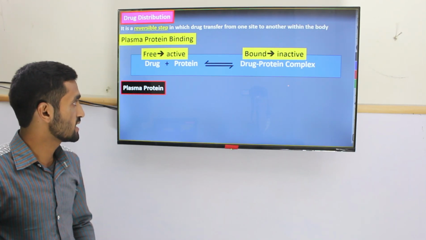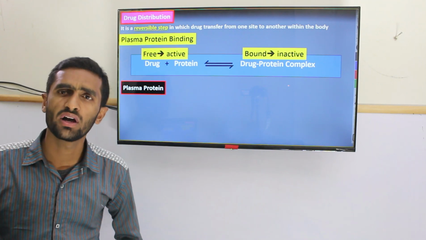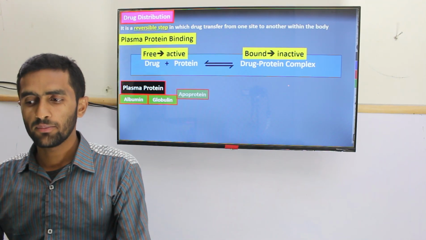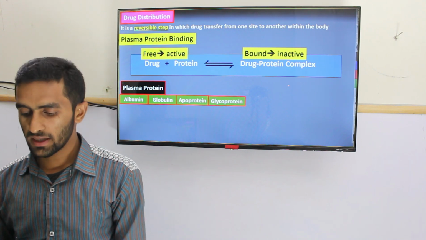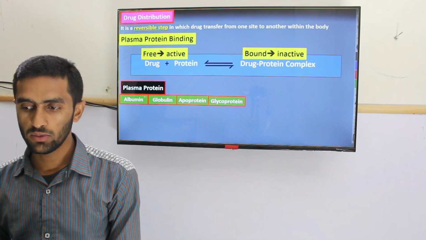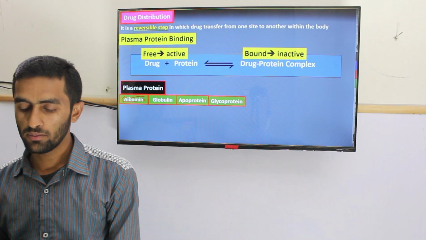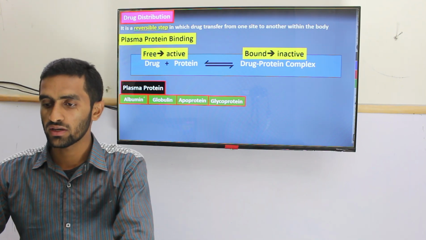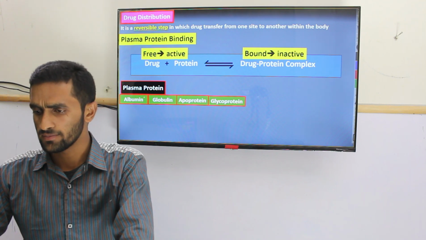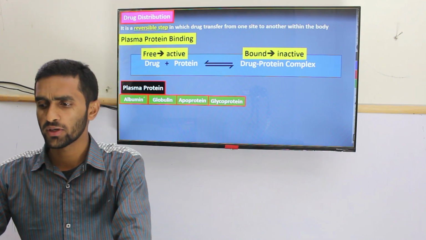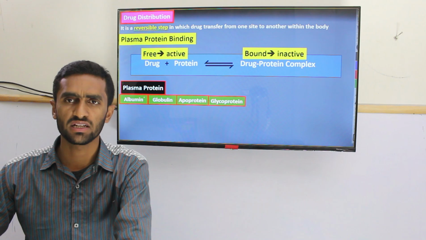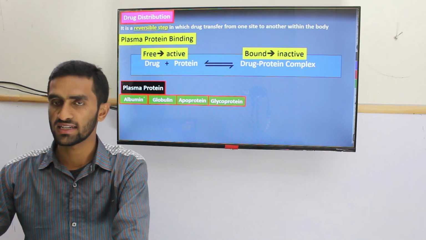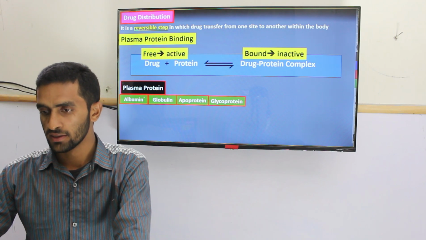Now, what are those plasma proteins? Of course you're thinking of albumin, globulin, apoprotein, glycoprotein. But the major one is albumin, because more than 50% of plasma protein is albumin, so your drug is bound to albumin, simple. Globulin, apoprotein and glycoprotein are especially for lipophilic, or you can say steroid-nature, drugs.